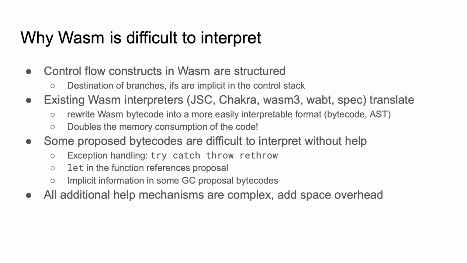So the other thing is that control flow is not just blocks and loops and ifs, but eventually there's going to be exception handling, and it's not going to be obvious how to interpret those things. So it's going to get worse in the future. We actually don't have let in the function references proposal anymore, but that would have been an issue too. The other thing is that some other bytecodes are actually kind of a pain in the neck to interpret too.